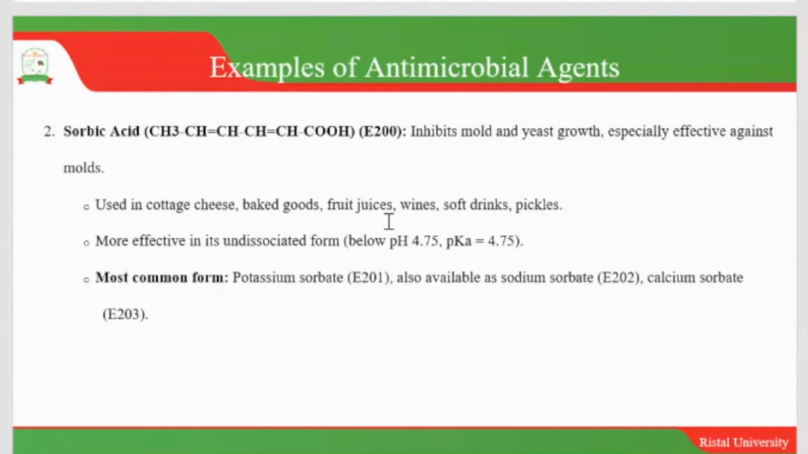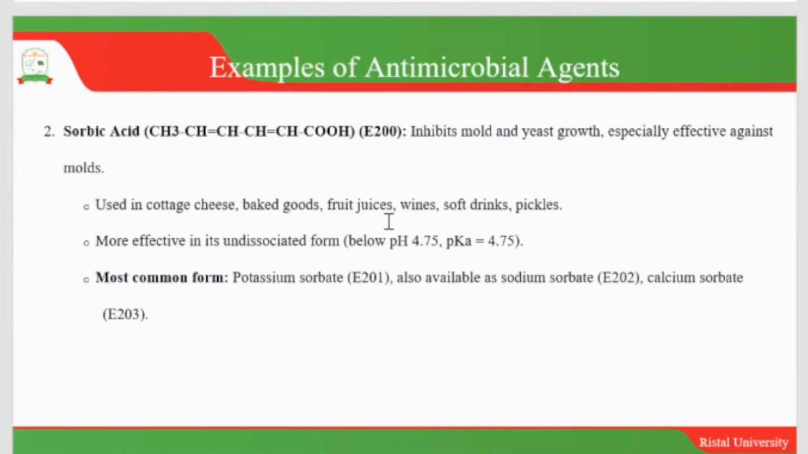But for the sorbic acid, we are saying this will help us in preventing the growth of basically mold and yeast. And we are saying this one is used in cottage cheese and also those other baked goods, which usually tend to get moldy, and also fruit juices, the wines, the soft drinks, and also the pickles. Also, it is more effective in its undissociated form at a pH below 4.75. So the most common form of this sorbic acid is the potassium sorbate, also available as sodium sorbate and also calcium sorbate, I should say.